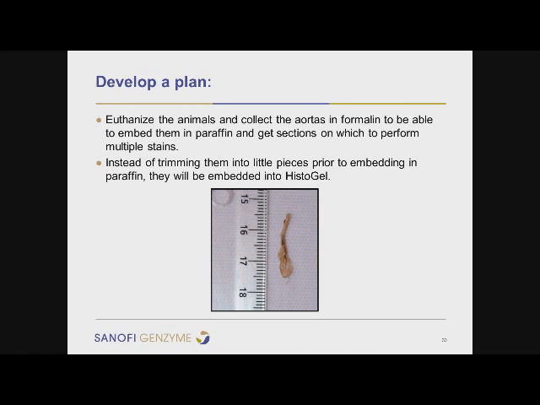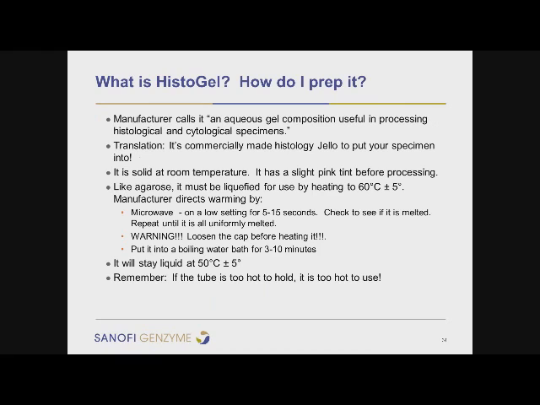But instead of trimming them into little pieces at the embedding station, which is what we would usually do, I decided to embed them into histogel. If you can see here, this is a mouse aorta right here, and it's about 1 millimeter wide, and it's probably about 2 centimeters long. So you can imagine that this is a very fragile and delicate tissue, and handling it really can create artifacts that will make analysis difficult for the pathologist.